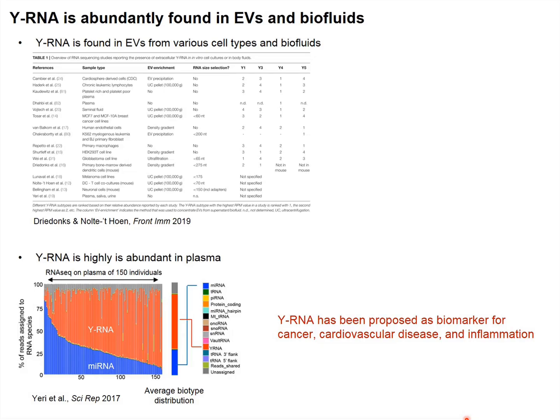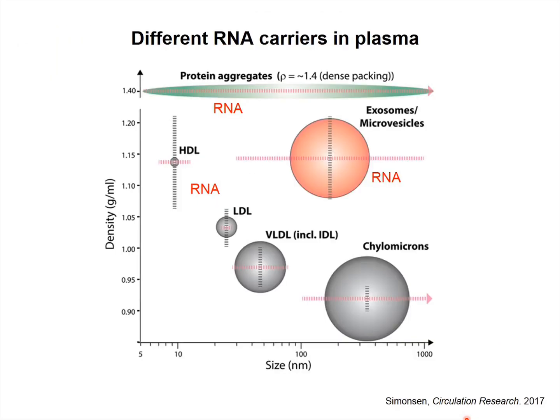This image gives an overview of the different particle types that are found in plasma. So besides the extracellular vesicles, plasma contains protein aggregates and various different types of lipoproteins. For example, chylomicrons, they are the largest type of lipoprotein particle. The other lipoprotein particles are named after their buoyant density. VLDL is very low density lipoprotein particle. LDL is the low density lipoprotein particle. And HDL is the high density lipoprotein particle.